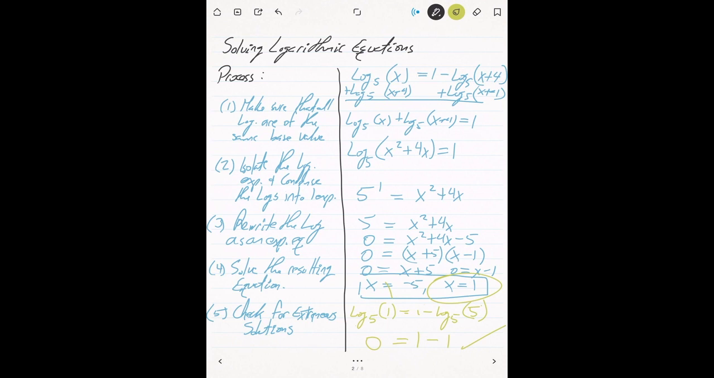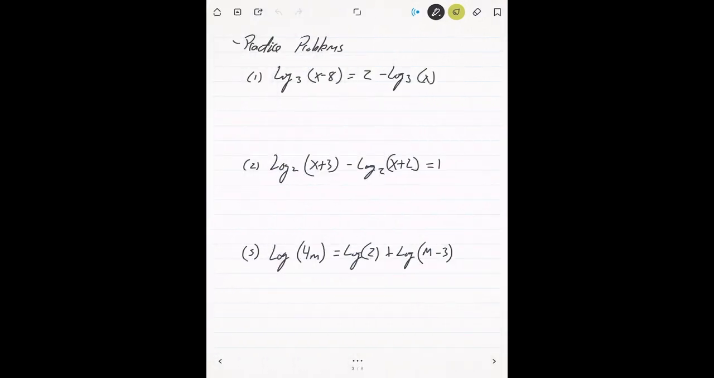Now, with this procedure in mind, let's go ahead and try some practice problems out. What I'd like you to do is take some time to solve each of these equations. I want you to figure out what x is for all of them, and I want you to check your work to make sure that you have correct solutions and not extraneous. So pause the video, take a couple minutes to yourself, and let's see what you come up with.